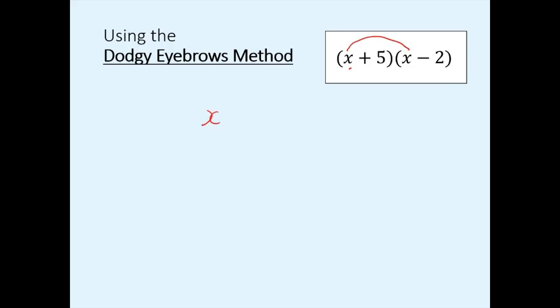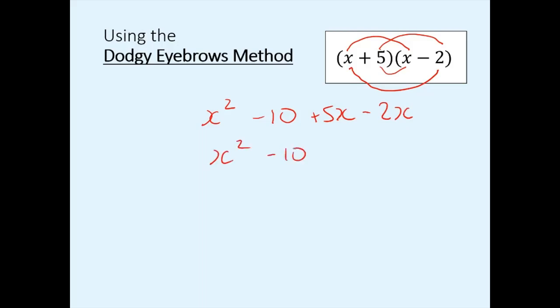X squared, minus 10, plus 5x. And this last bit over here is minus 2x. The x squared, the minus 10 stay the same, plus 3x. There we go. It's called dodgy eyebrows because it looks like a face.